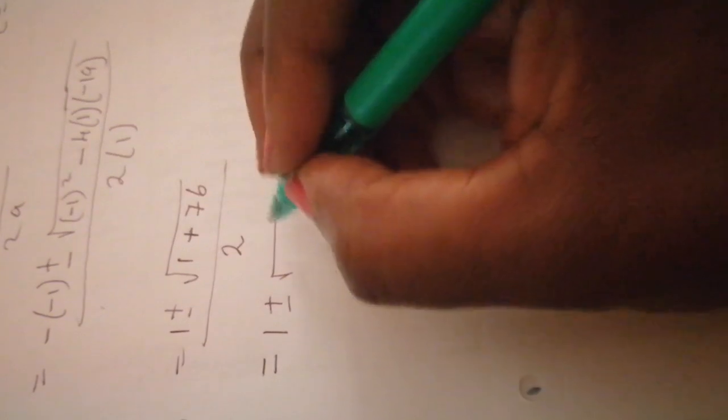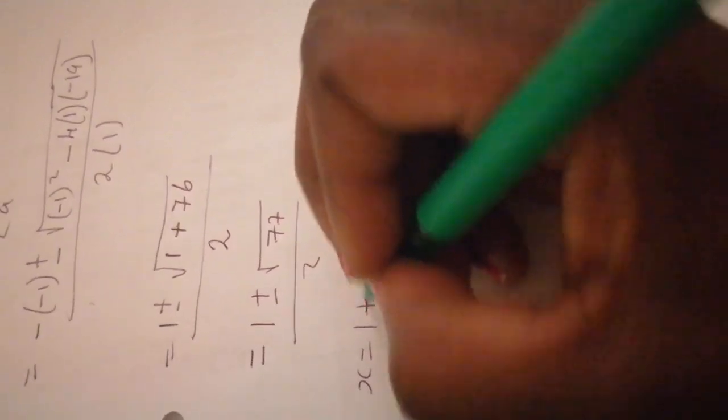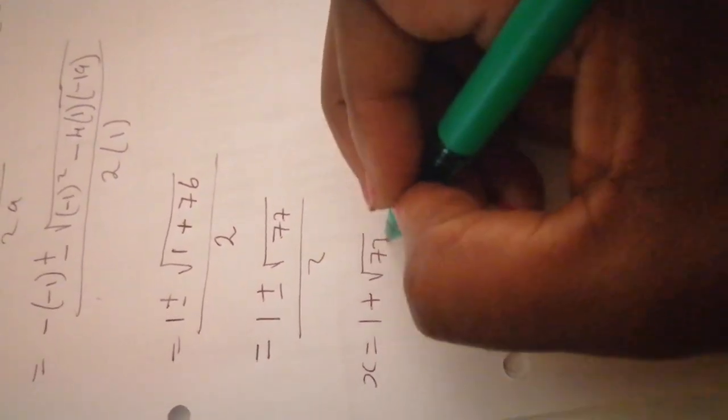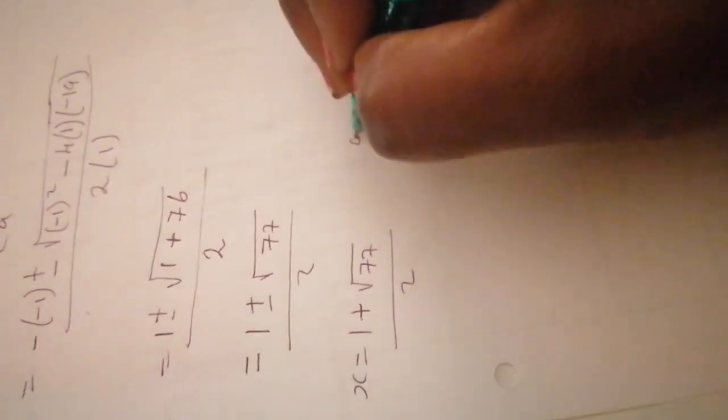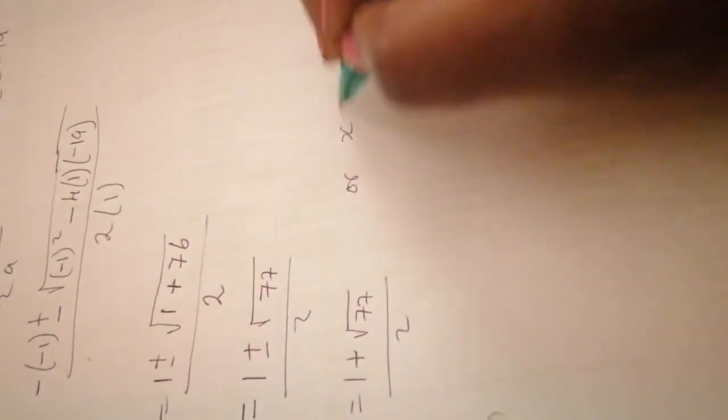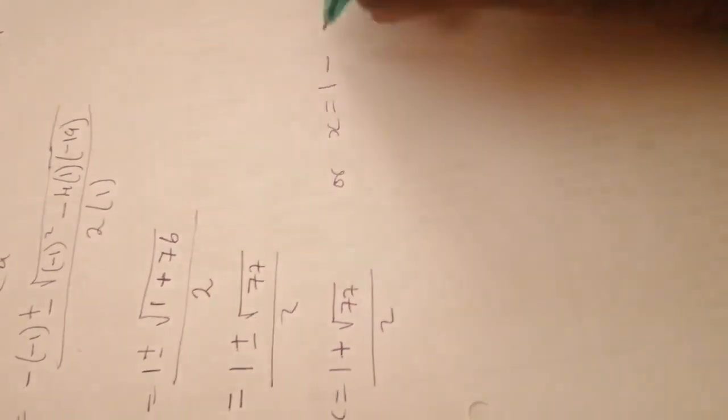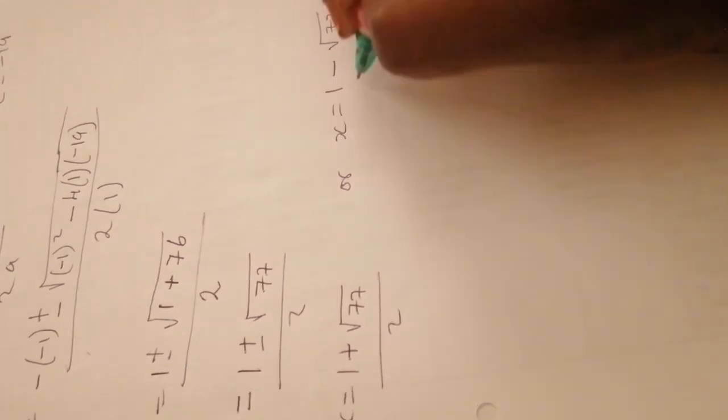Next we have 1 plus or minus the square root of 76 plus 1, which is 77, divided by 2. So x is equal to 1 plus the square root of 77 divided by 2, or x is equal to 1 minus the square root of 77 divided by 2.